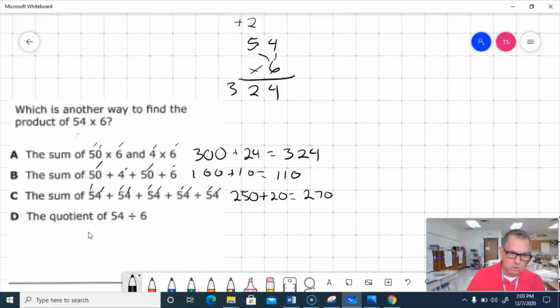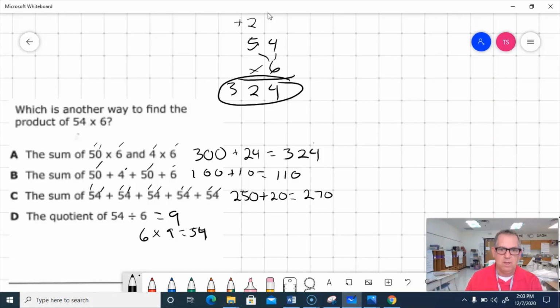And the last one, the quotient of 54 and 6. Okay, yeah, I know that 6 times 9 equals 54. So 54 divided by 6 would have to be 9. So looking at my answer choices, I can see that 54 times 6 is 324, and answer choice A matches that. So that would be another way to calculate 54 times 6.